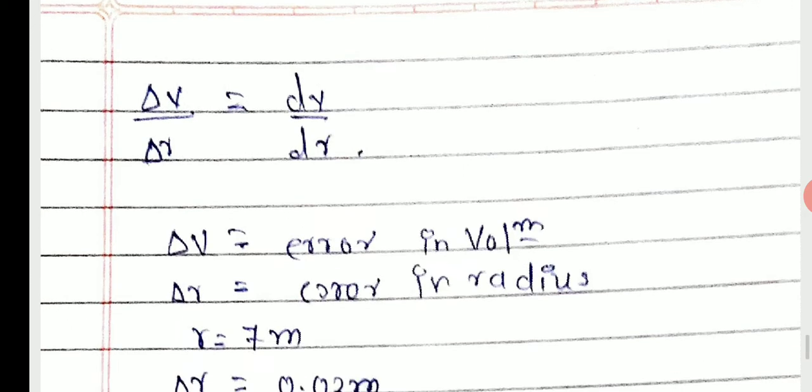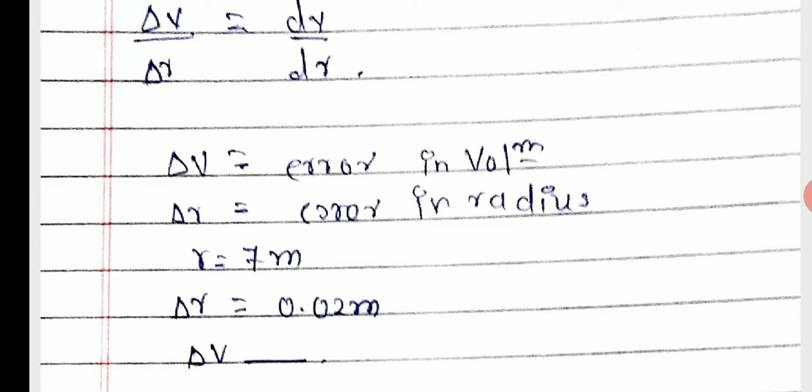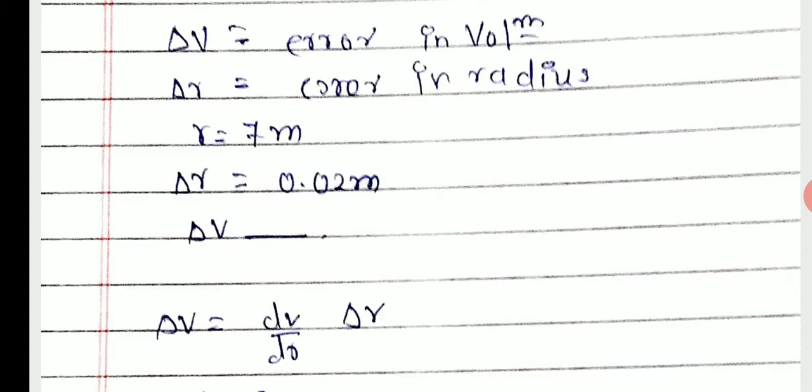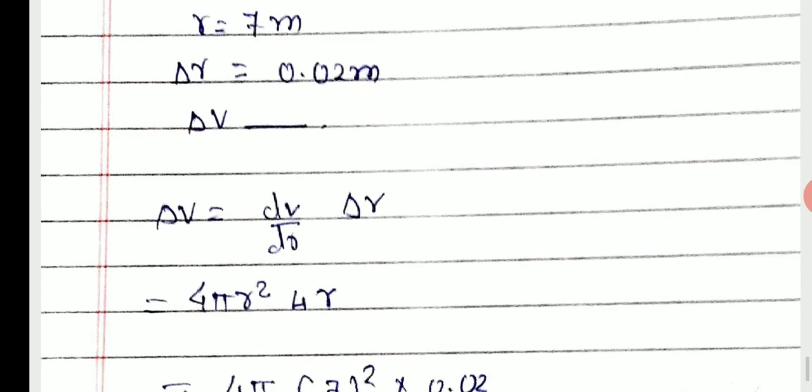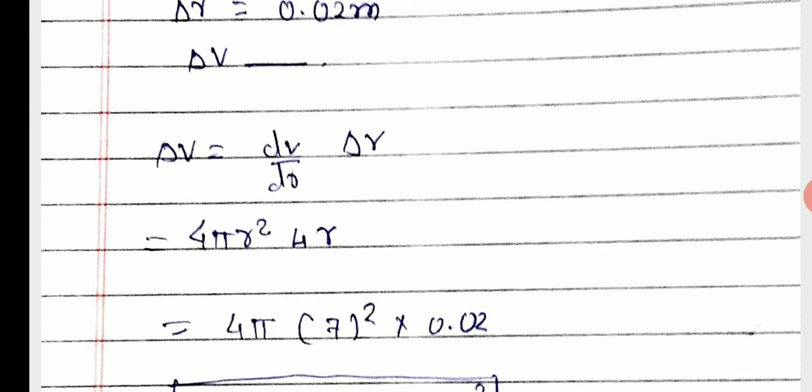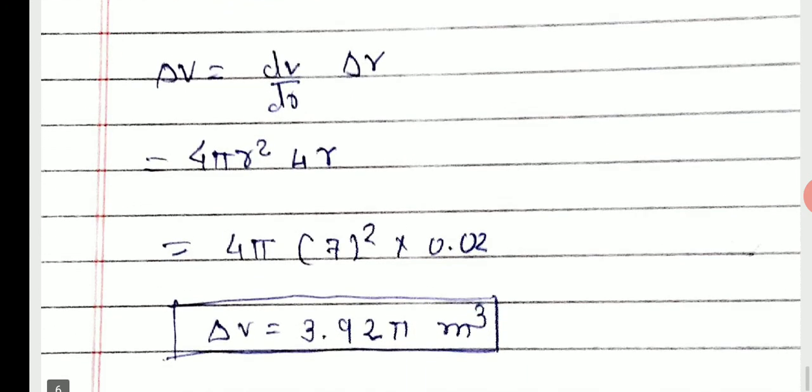Now r is given as 7 meter and Δr is equal to 0.02 meter, and ΔV we have to find out. ΔV is equal to dV/dr into Δr. Now dV/dr is 4π r², and Δr is 0.02. So 4π r² into Δr means 4π into 7² into 0.02, which gives us ΔV = 3.92π meter³.